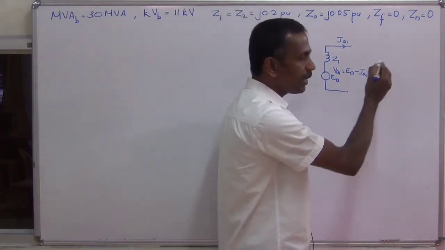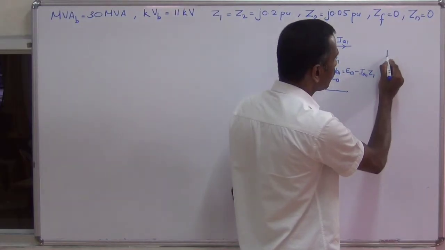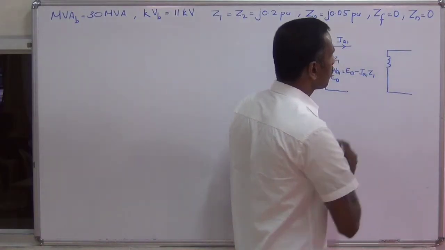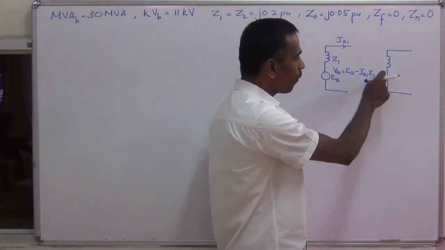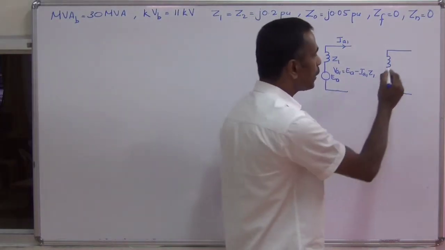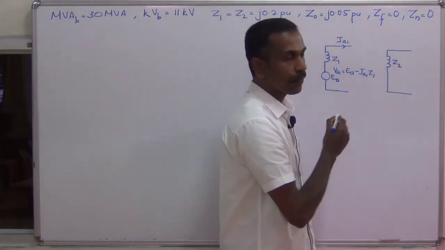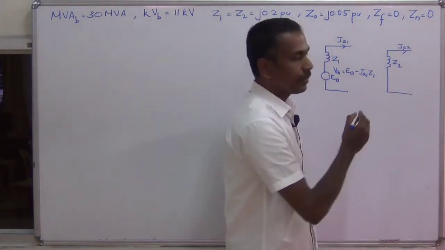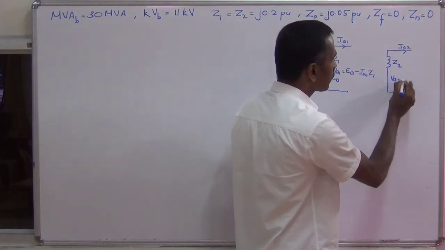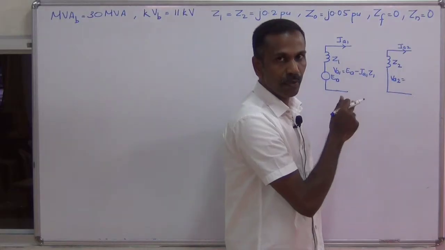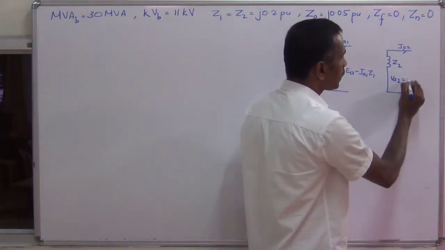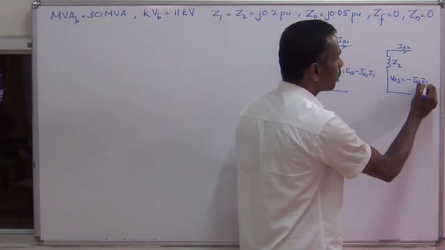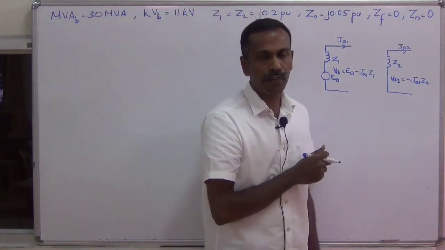Let me draw the negative sequence network of alternator. In the negative sequence network, there is no voltage source. We have only the negative sequence impedance, Z2. The negative sequence current is IA2. So there is no source EMF in the negative sequence network. So this voltage is 0 minus the drop IA2 Z2. This is the negative sequence network of an alternator.